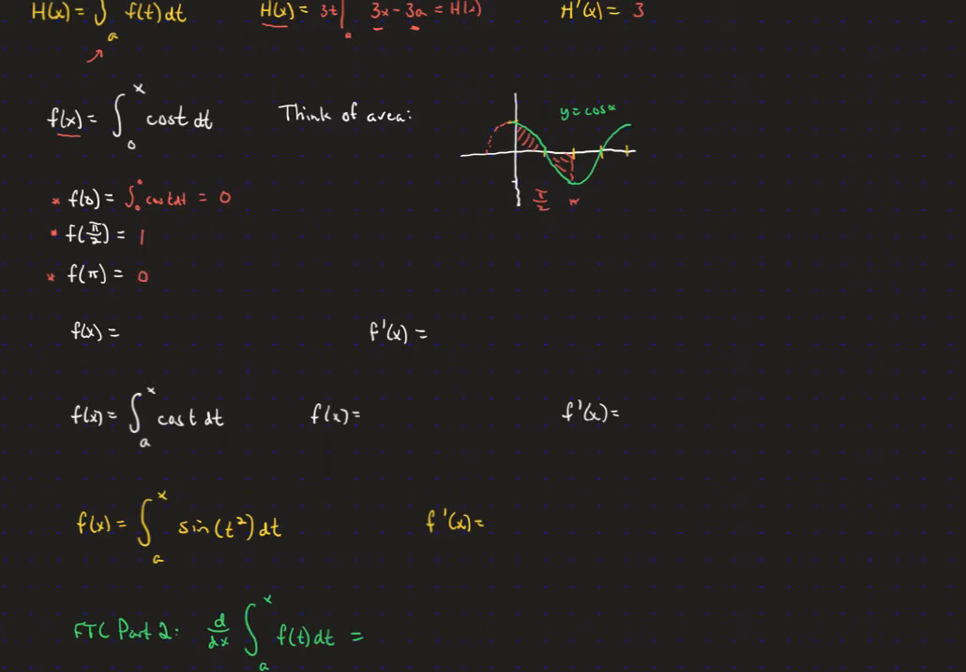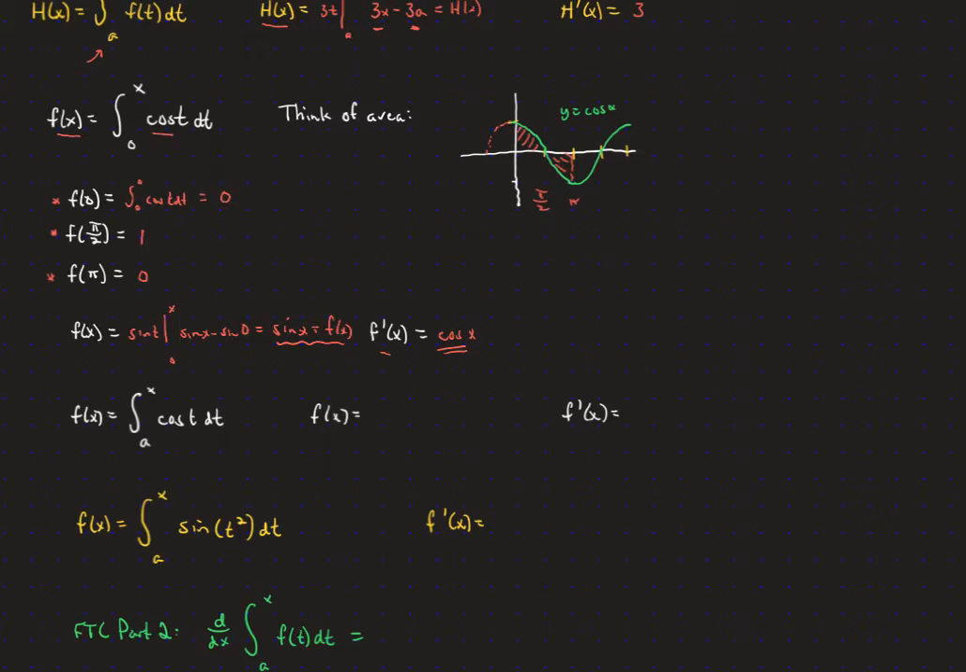Now, let's see if we can actually find out what f of x is. So if we actually integrate cosine, we know we'll get sine of t, and if we evaluate that from 0 to x, that would give us sine of x minus sine of 0. Sine of 0 is 0, so our function, f of x, is just sine x. That's the equation of that function. And of course we know then the derivative of sine x is cosine x, and notice that's exactly the same as the integrand that we started with.